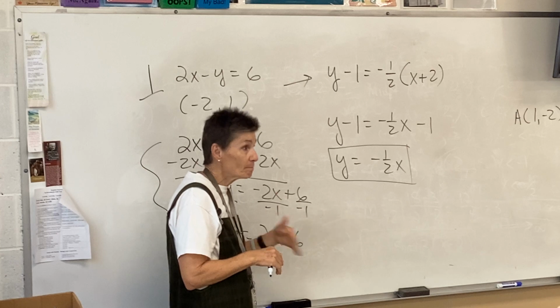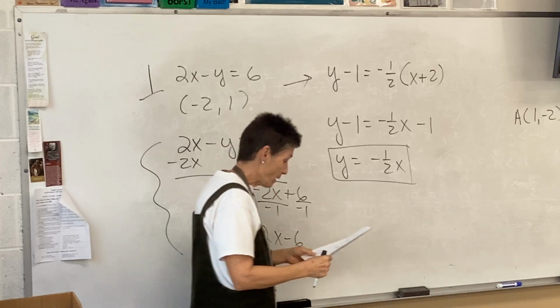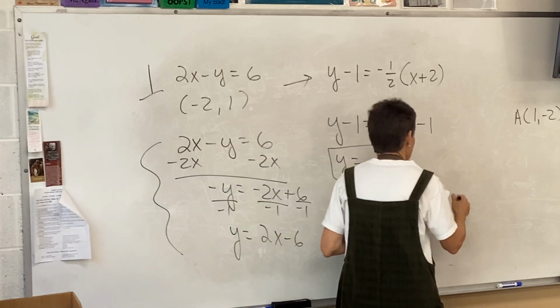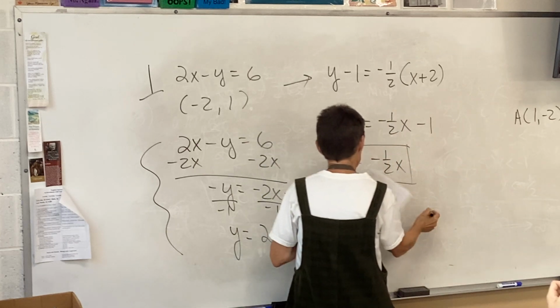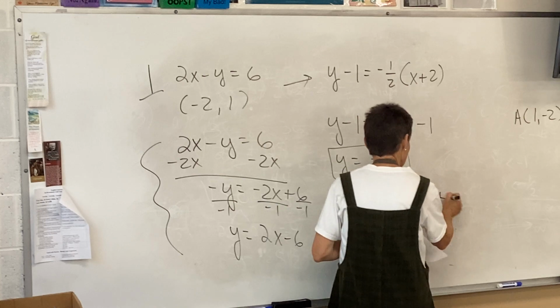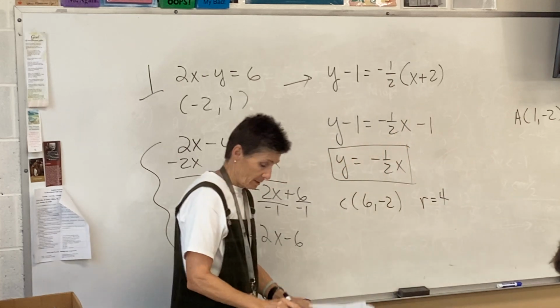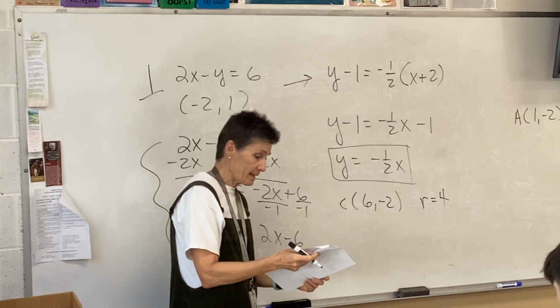Okay, everybody keeping up? All right, here we go. Write the equation of the circle whose center is 6, negative 2, and the radius is 4. Anybody know what that looks like?